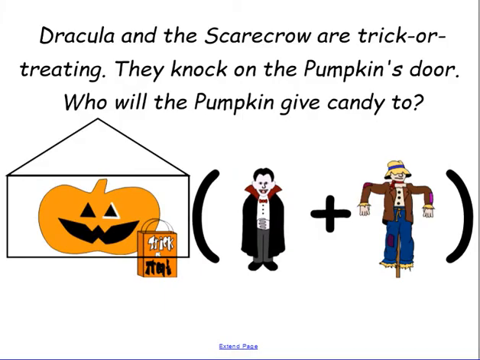So here's a cute little example. On Halloween, you go trick-or-treating. You knock on the door of Mr. Pumpkin, who lives over here. Dracula knocks on the door. The Scarecrow knocks on the door. Everybody's dressed up. So who does the pumpkin give candy to? Well, you'll notice that the pumpkin is the one outside the parentheses, so he has to give candy to everybody inside the parentheses. He has to give it to the vampire, Dracula, and he has to give it to the Scarecrow. And if there were even more people, he would have to give it to everybody else. It's kind of like a sharing position, if you will.